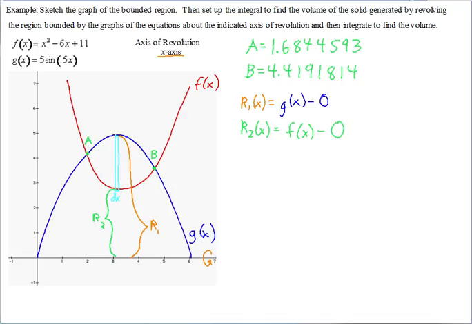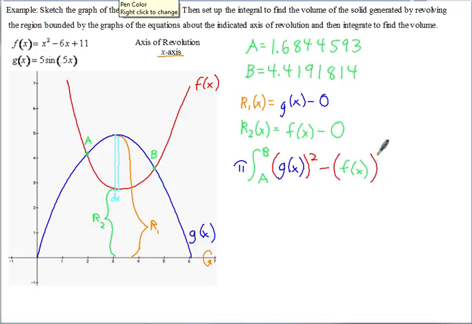So the setup on this one for the volume would be pi again on the outside, integral from a to b, which we figured out, and the outer radius squared minus inner radius, which is R sub 2, f of x squared. And then don't forget, for the volume, the whole thing has to be times the thickness of those discs.